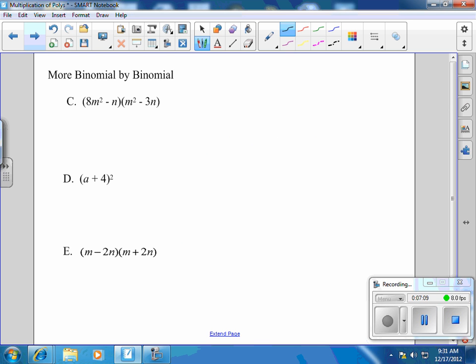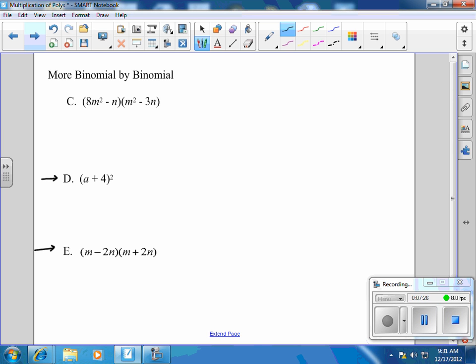Alright, here is some more. A couple of these are a little different than before. D and E is pretty special. I'm going to walk through D and E, and then you can try C on your own.